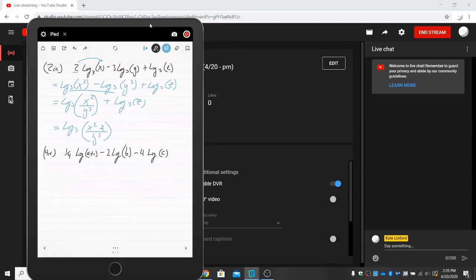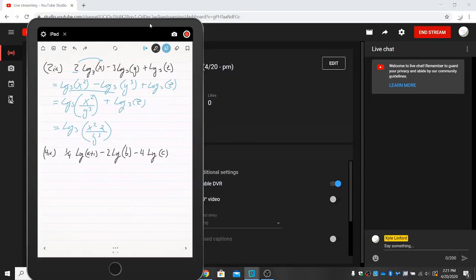Anytime you're subtracting a logarithm, its argument goes in the denominator. Anytime you're adding a logarithm, its argument goes in the numerator. Okay, so addition goes to the numerator, subtraction goes to the denominator. And that would be our final answer. We have it now all in one logarithmic expression.